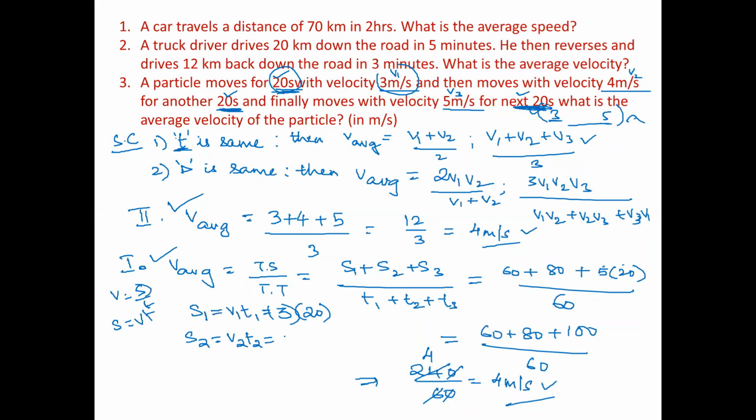Ma'am, the formula which you have written up there, for our reference: 2 into v1 into v2 by v1 plus v2. Here, 3 into v1 into v2 into v3 by v1 v2 plus v2 v3 plus v3 v1. Okay, ma'am, thank you. When I come to that shortcut, I'll explain why that formula came. Here also, let me explain why this formula came. This concept is clear? Have you taken a note, guys? Next class, I'll explain why the formula came.